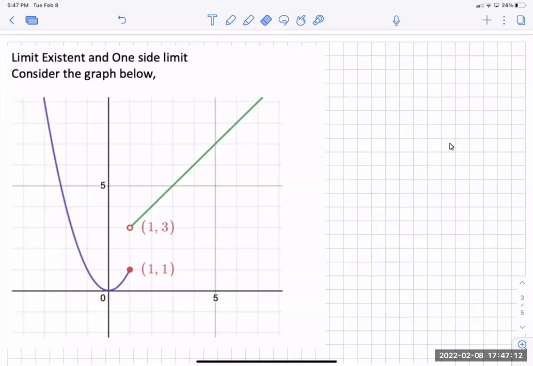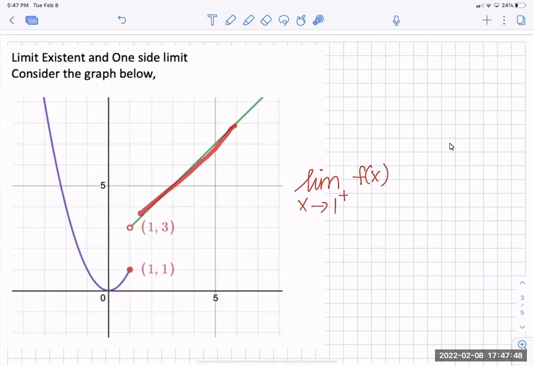And remember, we say the limit only exists when the left side and the right side approach the same number. If the left side and the right side don't approach the same number, we say that the limit doesn't exist. So we're going to talk about limit existence and one-sided limits. A one-sided limit means if I want to find the limit as x approaches 1 from the right side of f of x, right side means we go from the right like this.